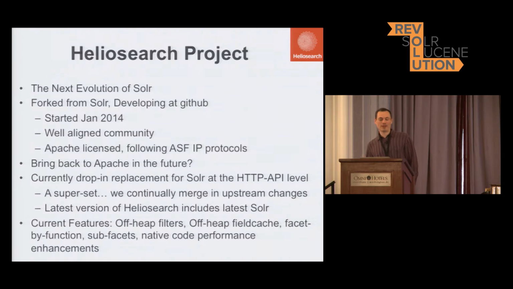So the Heliosearch Project is what I've dubbed the next evolution of Solr. It's really just a fork of Apache Solr. We're developing it on GitHub, just trying to do some cool new things. We started in January this year, and we're following all the Apache IP rules and its Apache license.